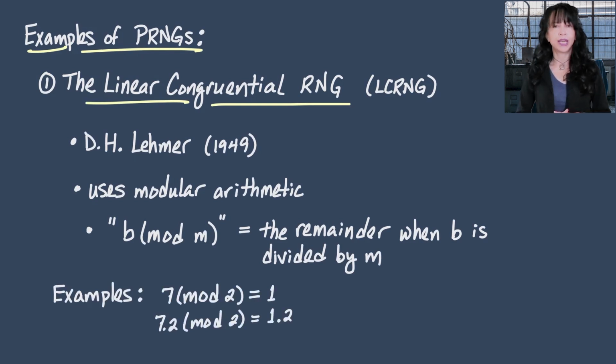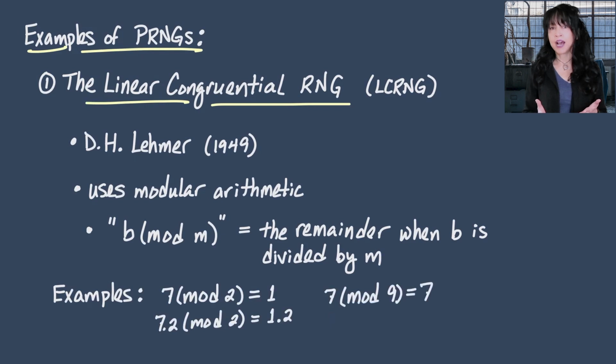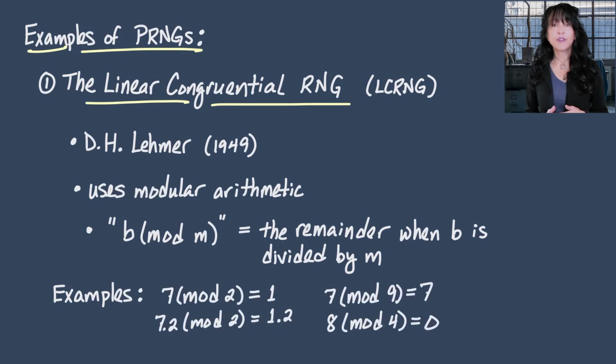Just a couple more quick examples. 7 mod 9. 9 does not go into 7 as a whole number evenly at all, so it goes in 0 times, and we're left with a remainder of 7. So 7 mod 9 is 7. And finally, 8 mod 4. 4 goes nice and evenly into 8 twice, leaving us with a remainder of 0. So 8 mod 4 is 0.